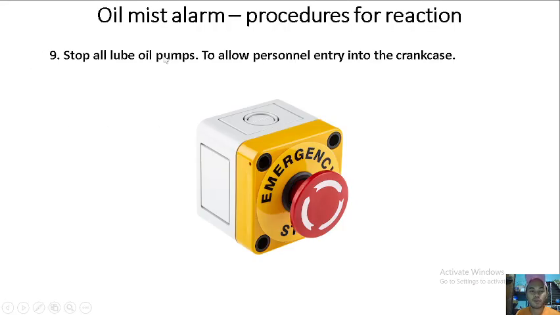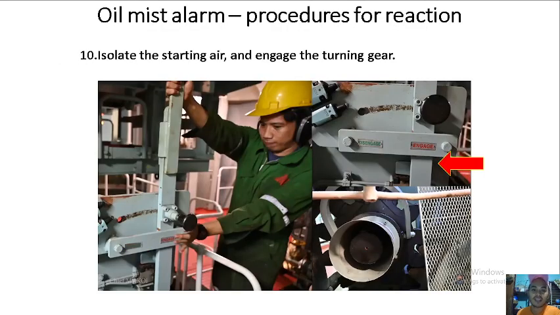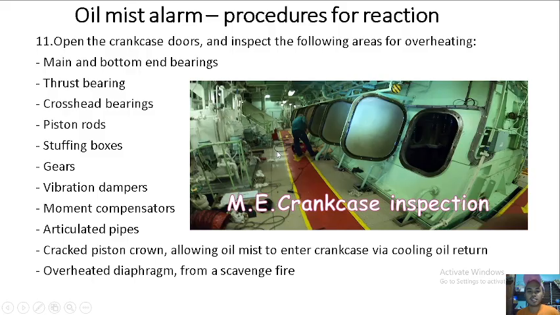Next, stop the lube oil pumps to allow personnel entry into the crankcase. Once the crankcase door is open, stop the lube oil pumps so that you can enter the crankcase for inspection. Isolate the starting air and engage the turning gear, to prevent any starting of the engine.